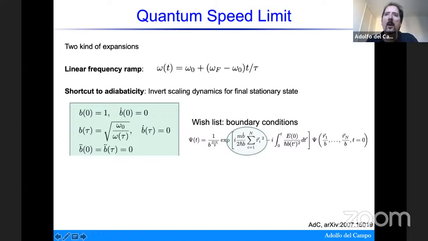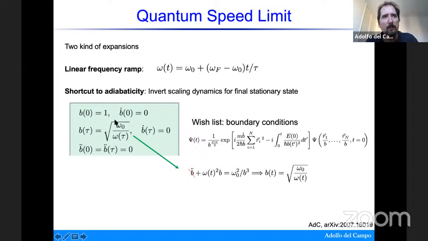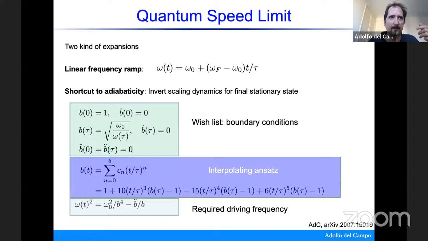This factor, where I pull it out from, I just look at the Ermakov equation and say, imagine what happens if I drive it slowly so I can kill the acceleration of the scaling factor, and then I can just solve for what will be the adiabatic scaling factor. And at the end of the process, I demand that I reach the same. So I'm kind of targeting an equilibrium state.